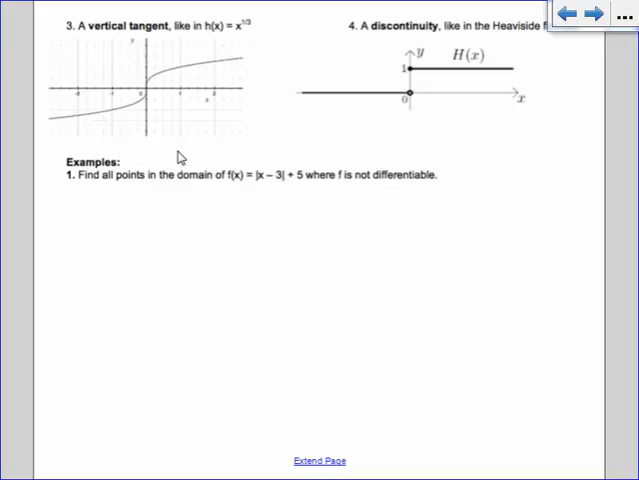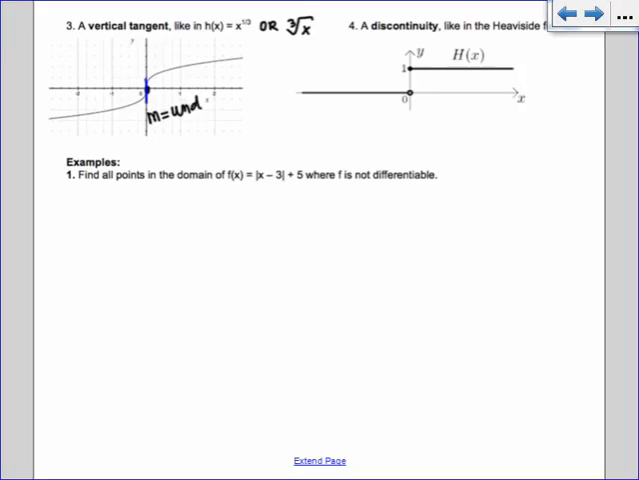Sometimes you might have a vertical tangent. An example of that would be h of x equals x to the 1/3, or you might see that written as the cube root of x. If you have the cube root of x, for the briefest of moments, you have a vertical tangent line. The slope is perfectly vertical, so the slope is what we would call undefined, right? A vertical line has an undefined slope.